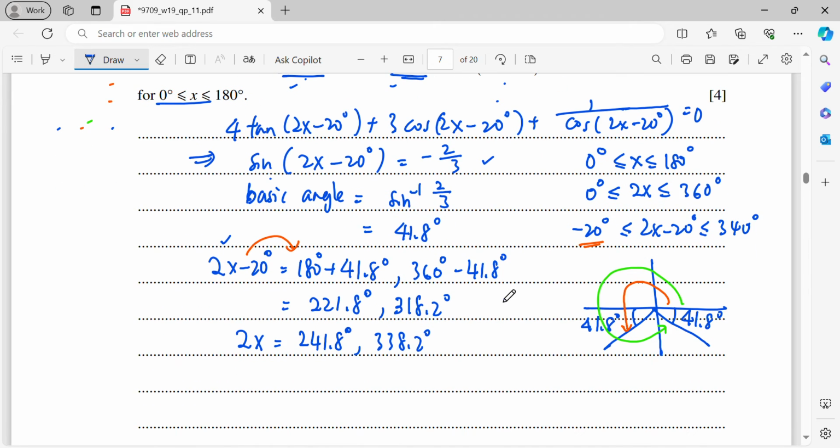And then now all divided by 2. So when you divide by 2, that is going to be 120.9 followed by 169.1 degrees. So that's the solution of this question.